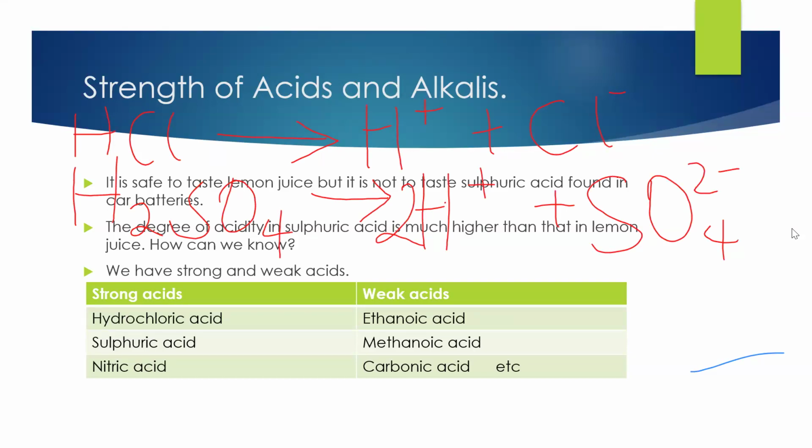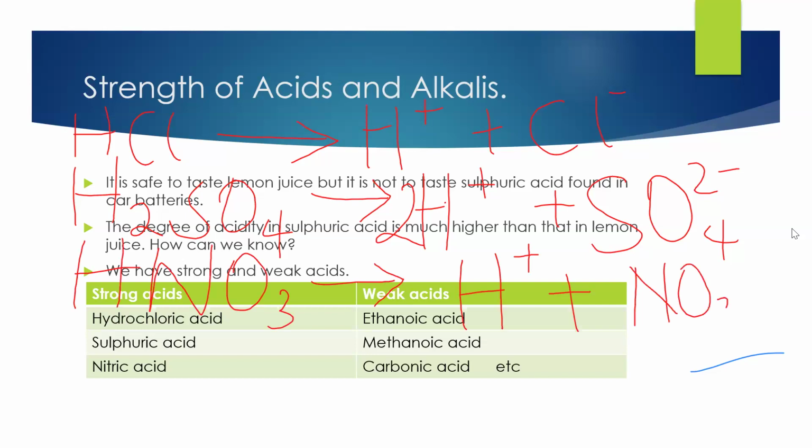Then for nitric acid, we said it is also a strong acid. That means nitric acid gives us hydrogen ions as the only positively charged ions plus the nitrate ions. So basically, these three are the common ones that we look at as the strong acids.